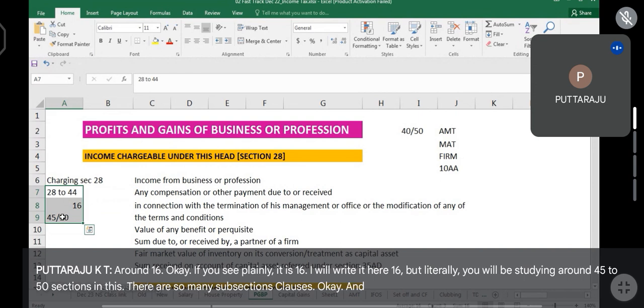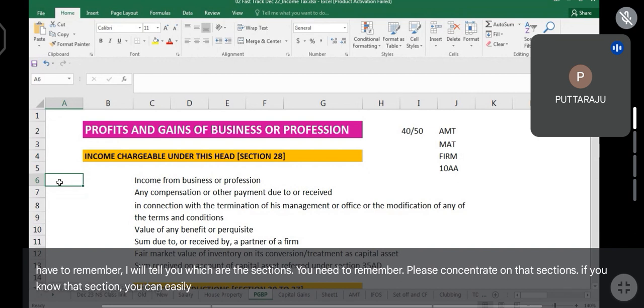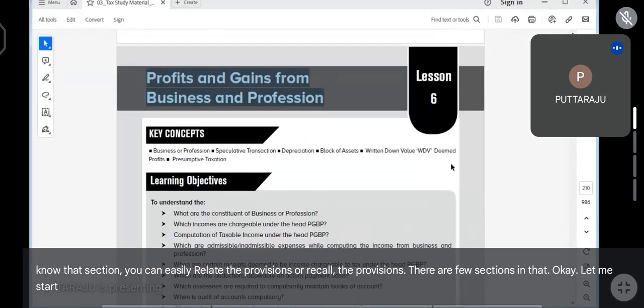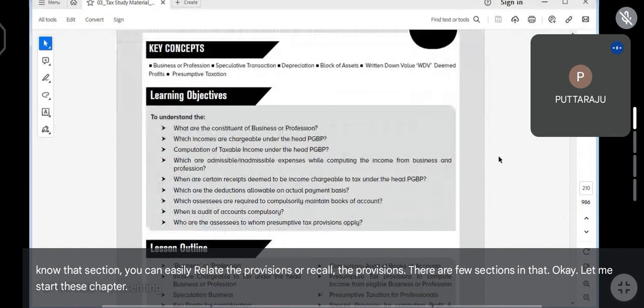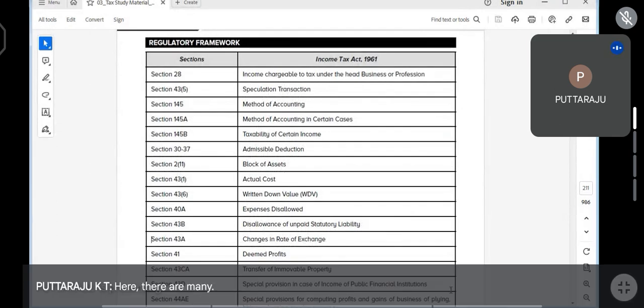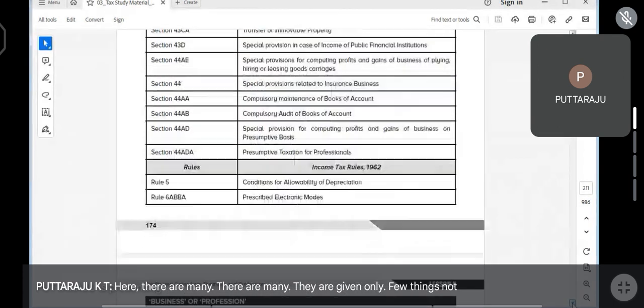You need to remember a few sections by default. I will tell you which sections you need to remember. Please concentrate on those sections. If you know those sections, you can easily relate or recall the provisions. There are few sections in that. Let me start the chapter. They are given only a few things, not fully.